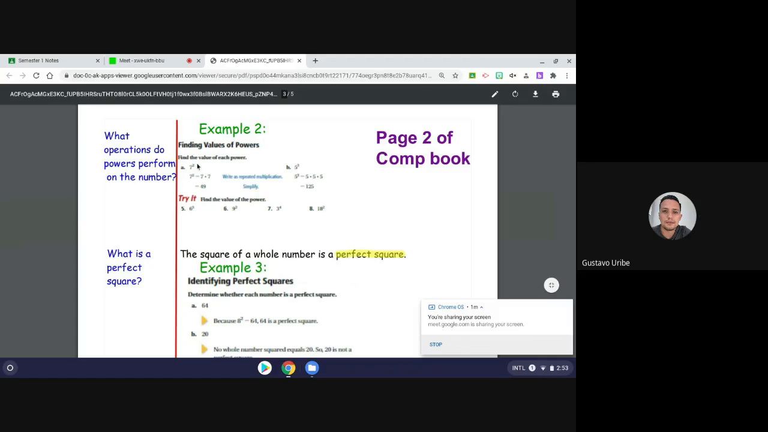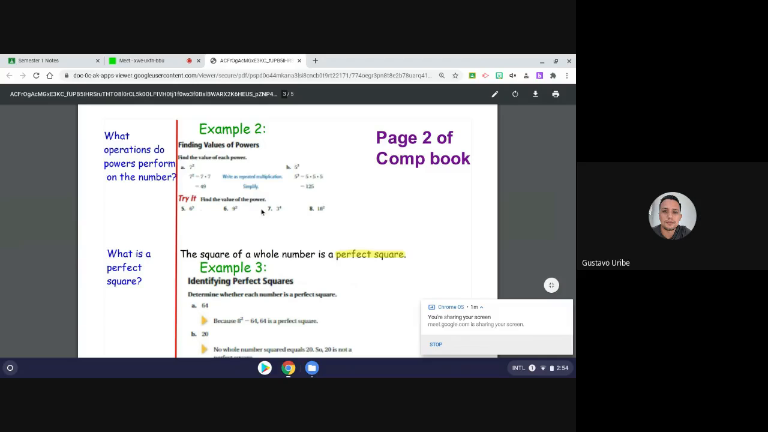So I have 7 squared, which really means 7 multiplied by 7. So your answer is 49. Here we have 5 to the 3rd power, which is 5 multiplied 3 times. But 5 to the 3rd is 5 times 5 times 5, which gives me 125.